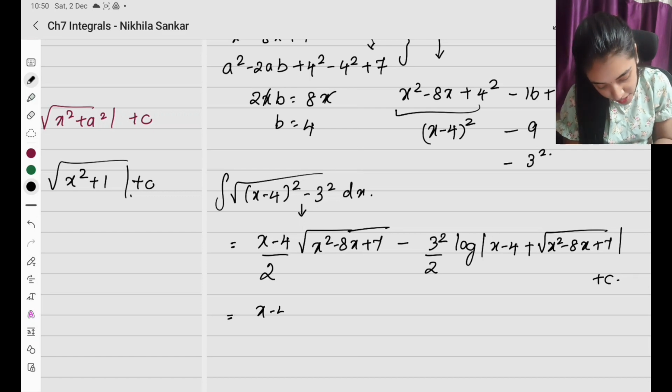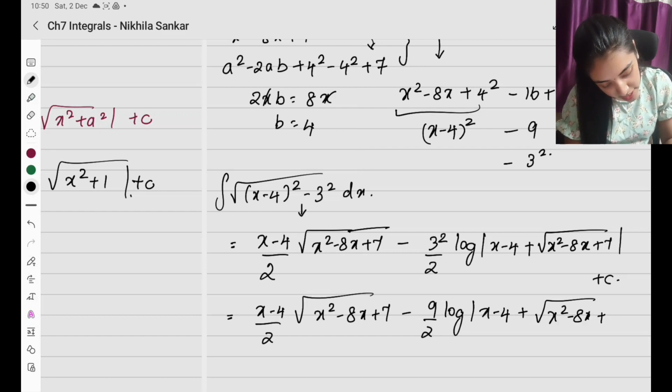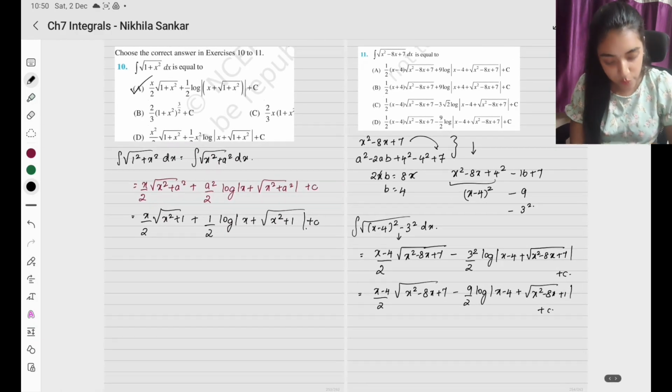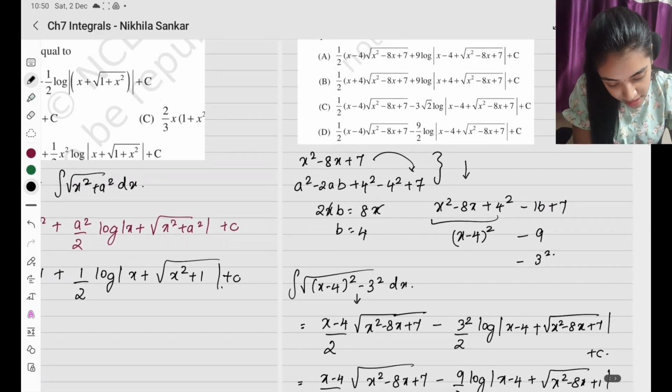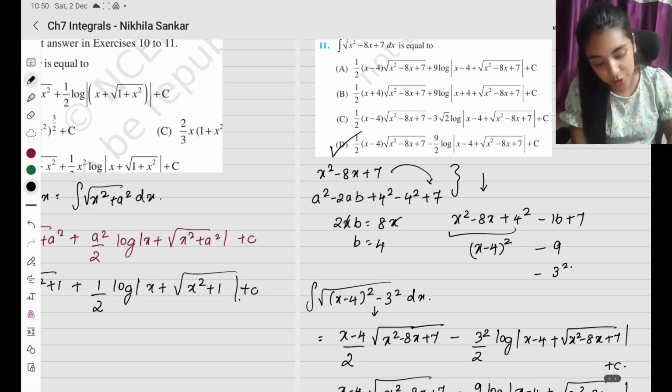So on simplifying, x minus 4 by 2, square root of x square minus 8x plus 7, minus 9 by 2, log mod x minus 4 plus square root of x square minus 8x plus 7, plus c. Okay, so which option is this? x minus 4 divided by 2, square root of x square minus 8x plus 7, minus 9 by 2. This is the option. It's option D.